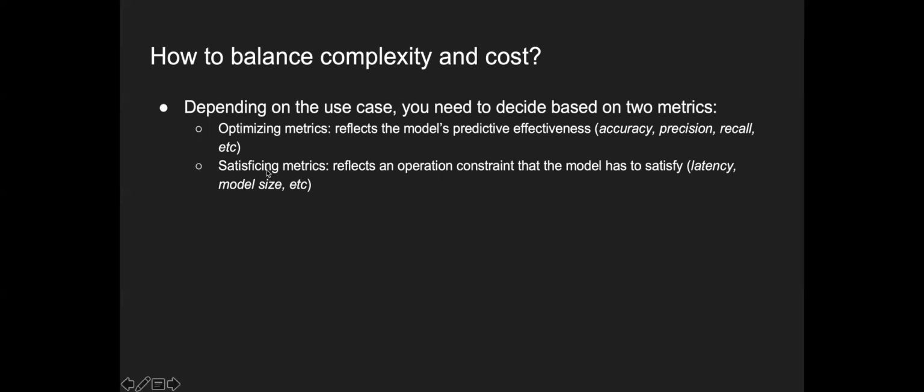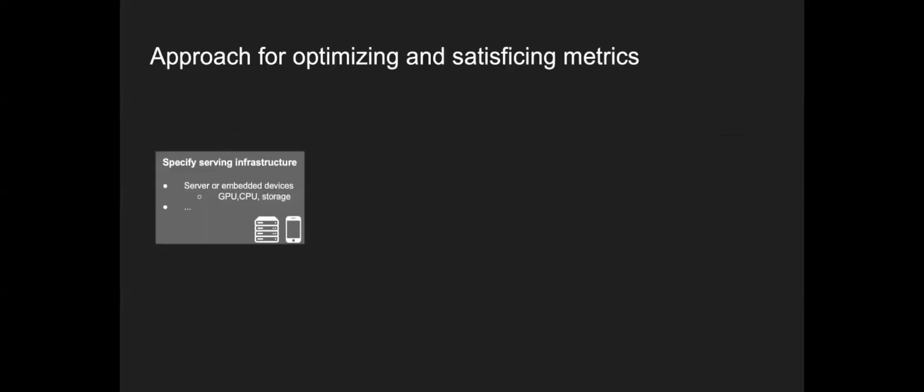The other one is satisficing metrics. They reflect an operational constraint that the model has to satisfy, like latency, model size, and so on. You can, for example, set a latency threshold to a particular value, such as 2 seconds, and any model that doesn't meet this threshold is not going to be accepted. So here's an approach for how we can do it. You start with specifying your infrastructure.